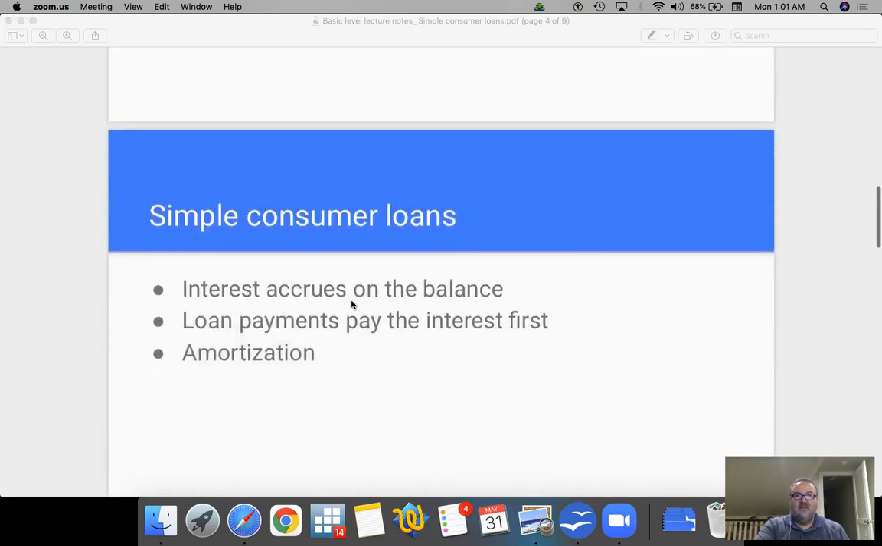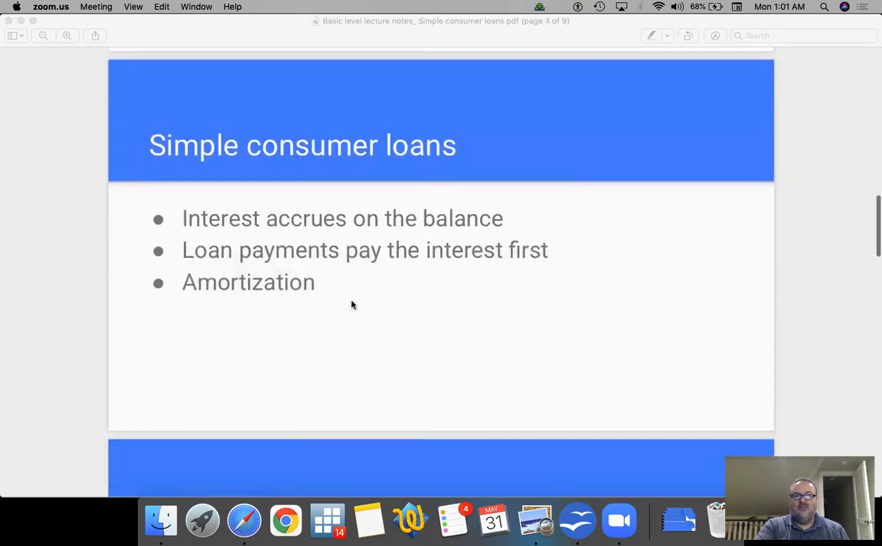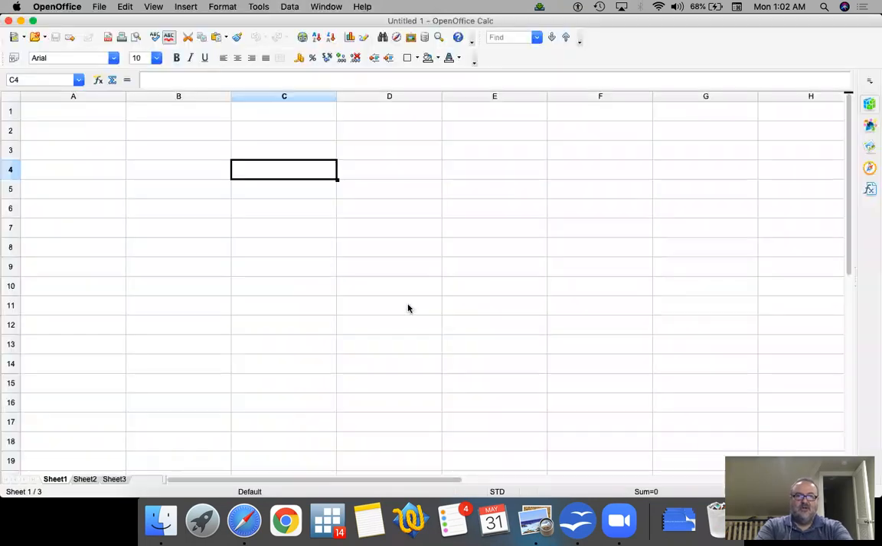So, with respect to simple consumer loans, interest accrues on the balance, which we're going to talk about in a minute, and the loan payments pay the interest first. And we're going to talk about a simple terminology called amortization. So let me switch to a spreadsheet.